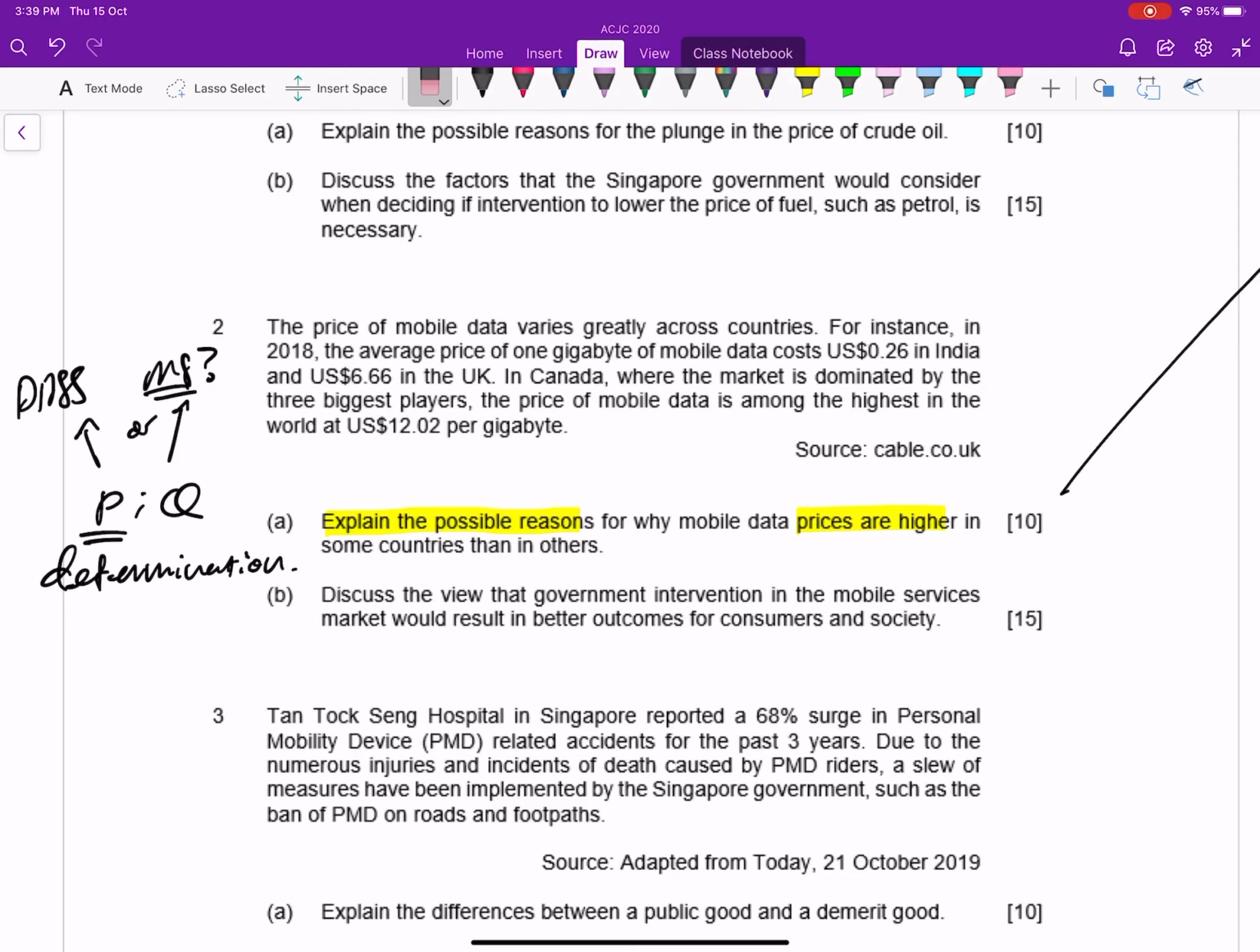It's very useful when you read the question to first find out what topic it is. And here we can find out the topic by looking at the endpoint of the question, which you can find from the highlighted portion of question 2a. So explain the possible reasons, but explain what? Explain how prices are higher. This is a question that asks you about the price and quantity determination, or rather the price determination.